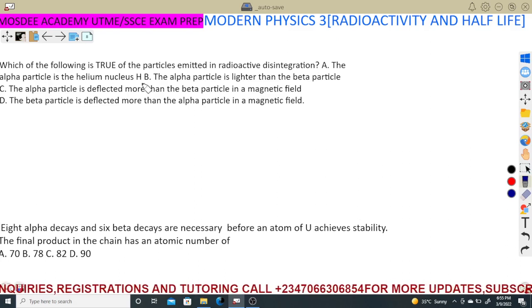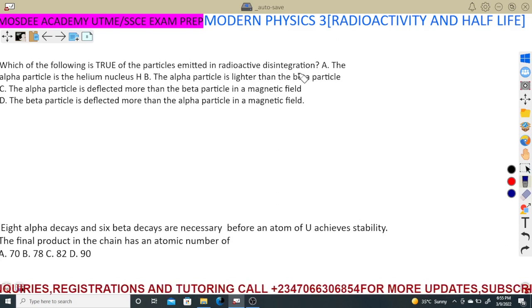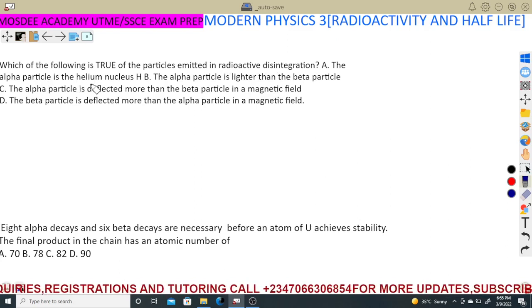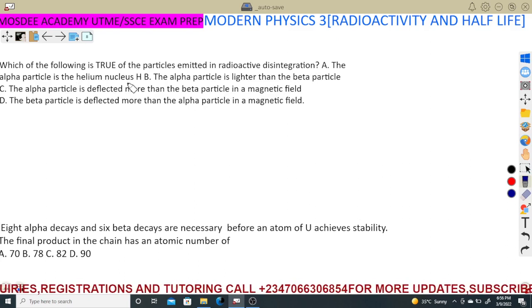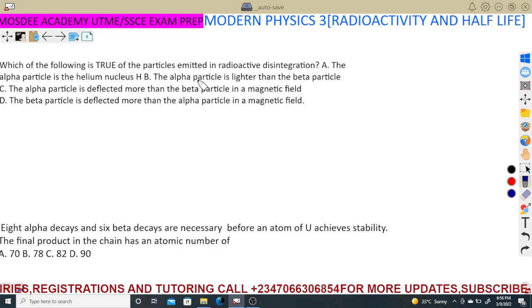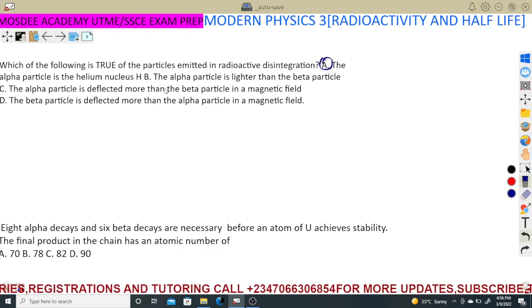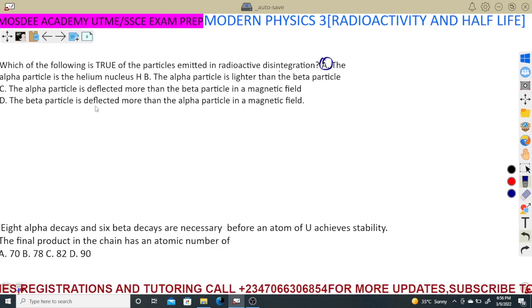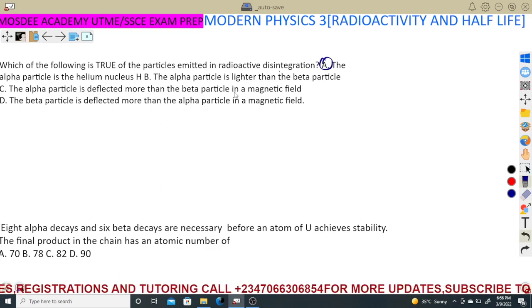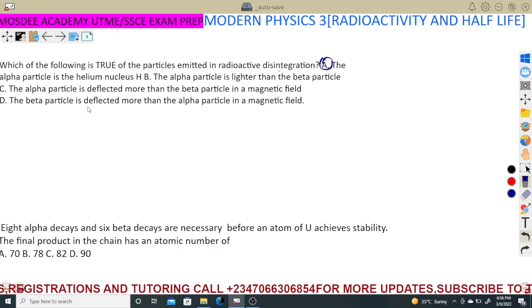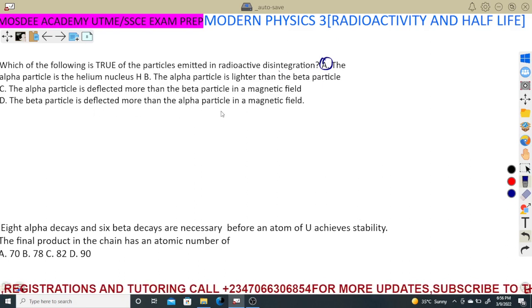Which of the following is true of the particle emitted in the radioactive disintegration? Fine. Alpha, beta, and gamma. We've talked about that. The alpha particle is a helium nucleus. This is very true. Now, alpha particle is helium. I've written that because it is the answer. Other options here will be wrong. The alpha particle is lighter than the beta particle, this is wrong. The alpha particle is deflected more than the beta particle. You can see in the magnetic field, the beta particle is deflected more than the alpha particle.